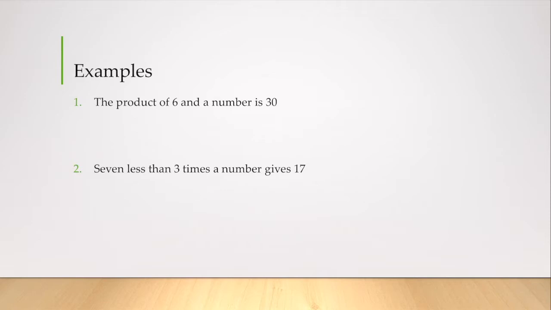So if I say the product of 6 and a number is 30, the keyword we should see is product. That means I'm going to be multiplying, of 6 and a number. I don't know that number. I should add that to the table. If I say a number, that means I want you to give me a variable. Now, I'm going to use x, but you can really use any variable you wish. I would stick with x, though.